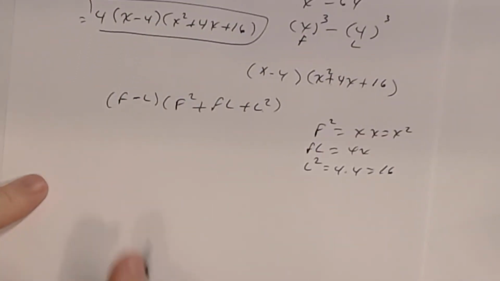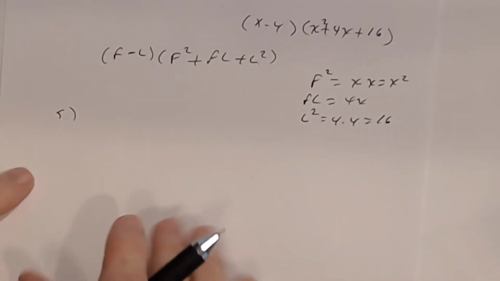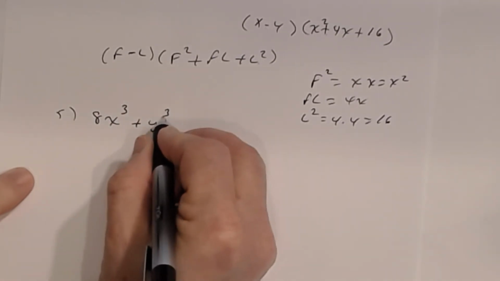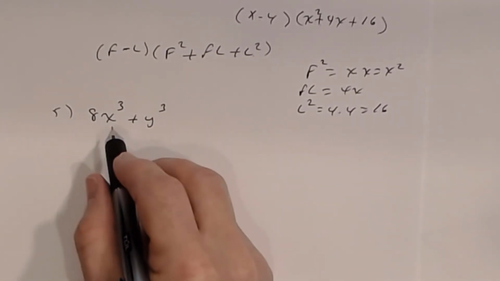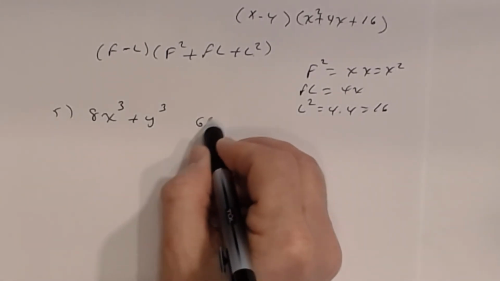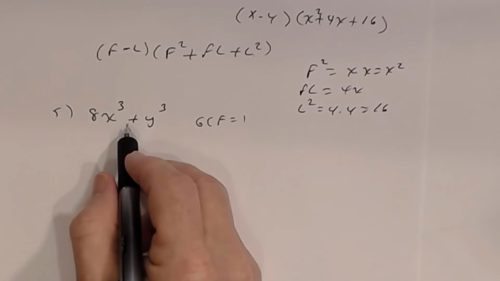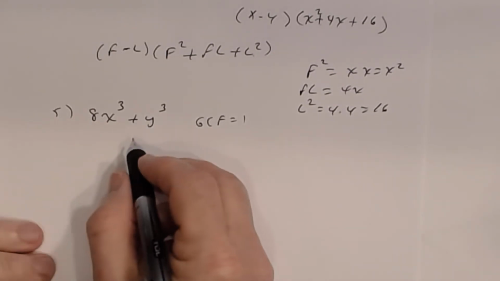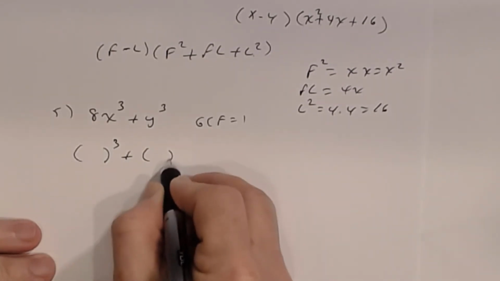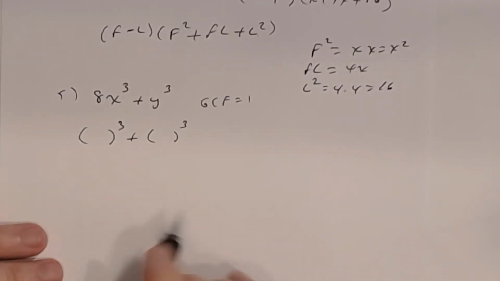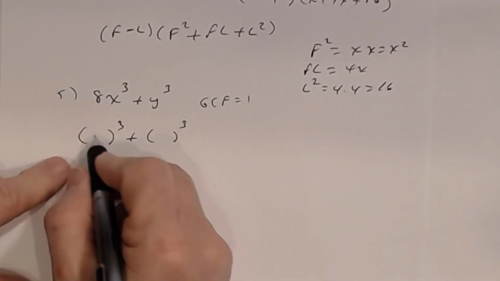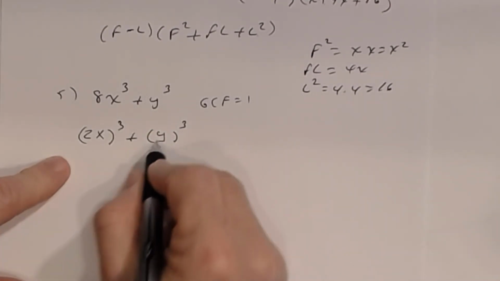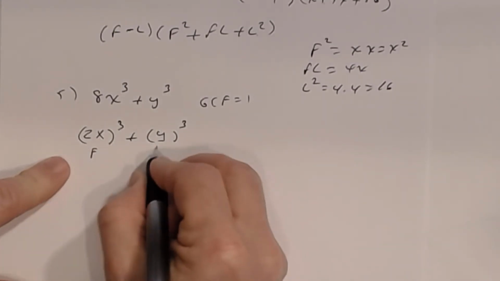All right, and let's do one more. So number 5, let's suppose we had 8x cubed plus y cubed. Always look at the GCF first. The GCF is 1. Then I notice that this is two terms, there's a sum here, and these are cubes. So the question is, is this the sum of two cubes? It is, because I can write 8x cubed as 2x times 2x times 2x, and y cubed as y times y times y. So there's your F, there's your L.